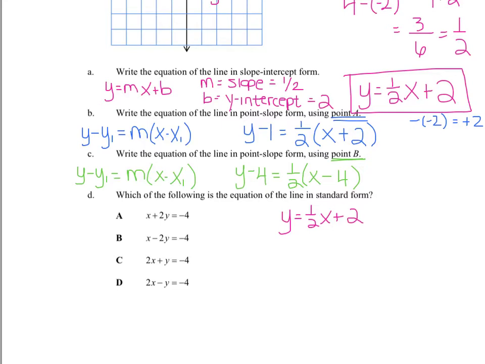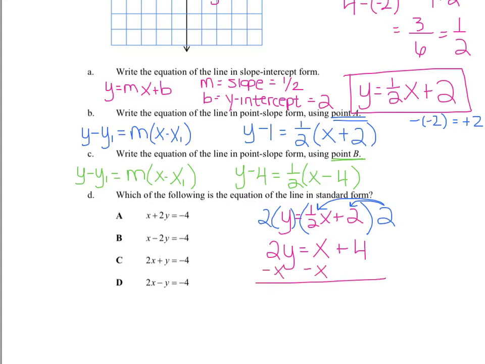So I can either bring all my x's and y's on one side first, or I can get rid of the fraction. I think I'm going to get rid of the fraction first. So to get rid of 1/2, I can multiply that by 2. But if I multiply that by 2, I have to multiply everything by 2, meaning that I need to use the distributive property. So this is going to give me 2y equals 1/2 times 2 is 1, so x plus, and then 2 times 2 is 4. Next thing, I want to get all of my x's and y's on the same side.